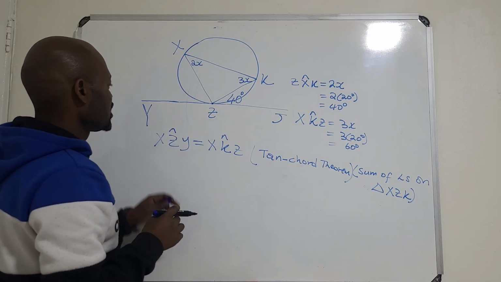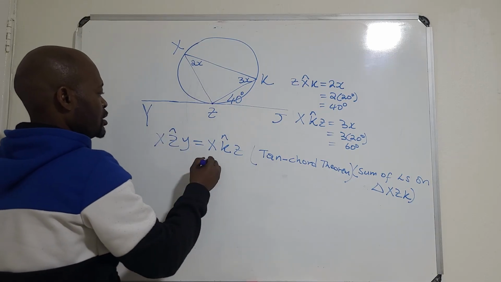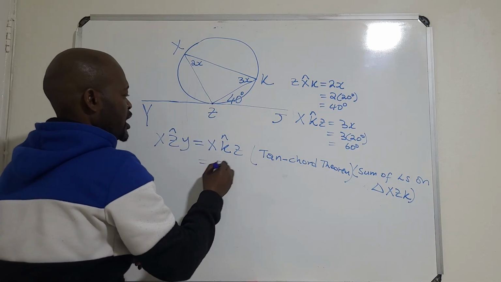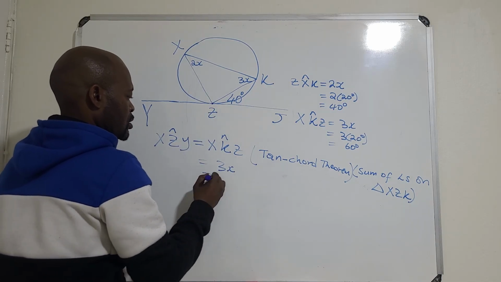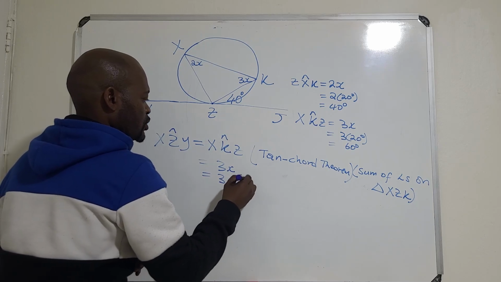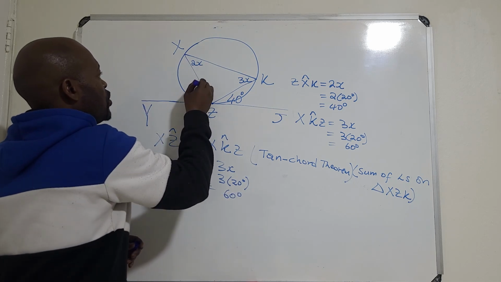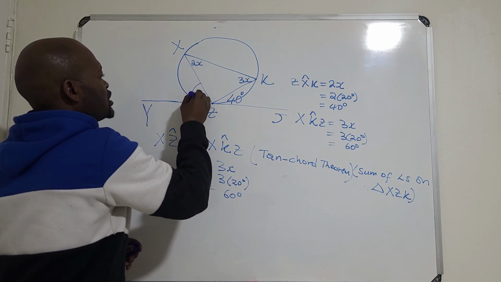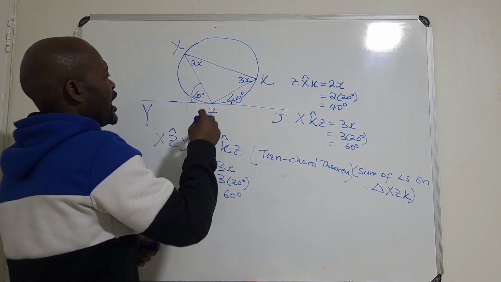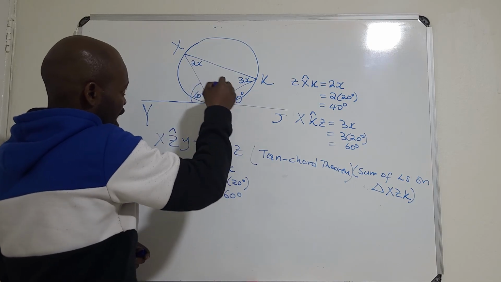Now, obviously, we know angle XZK is 3x, which is equal to 3 times 20 degrees, which is equal to 60 degrees. Now we know that this angle is 60 degrees. Now we can add this angle plus this angle.